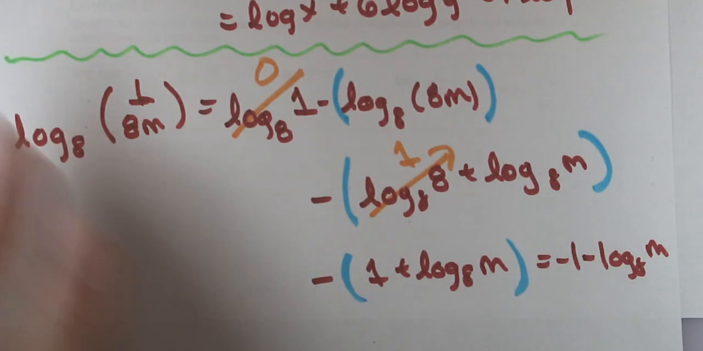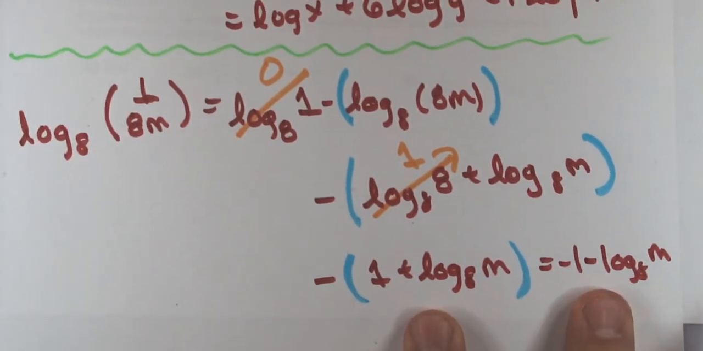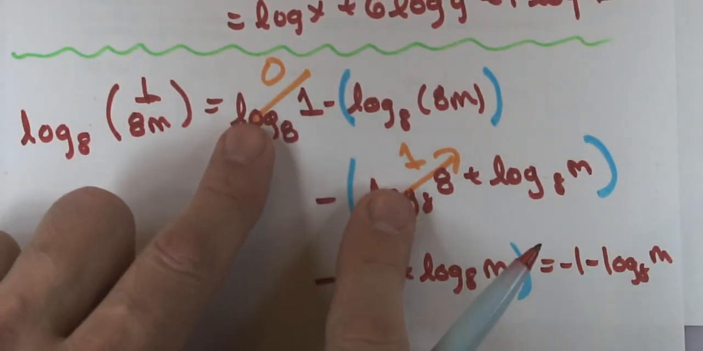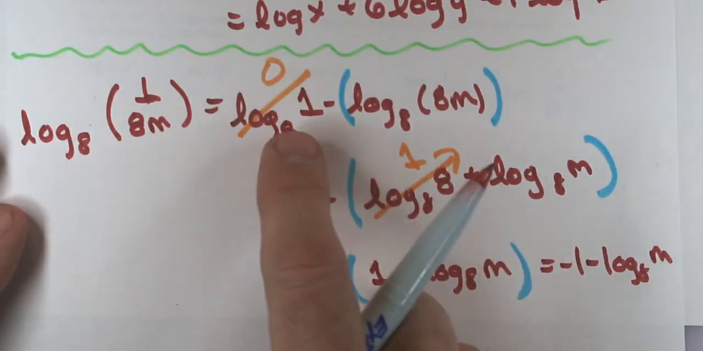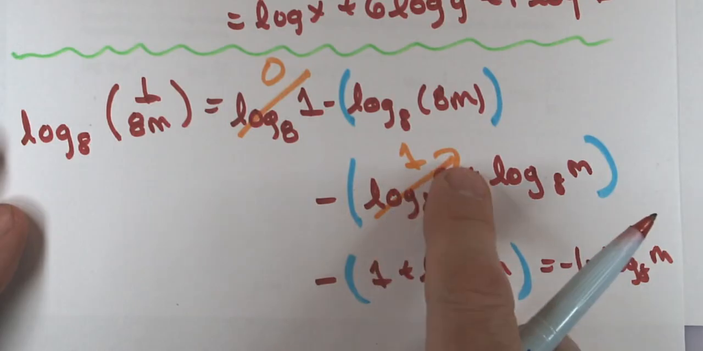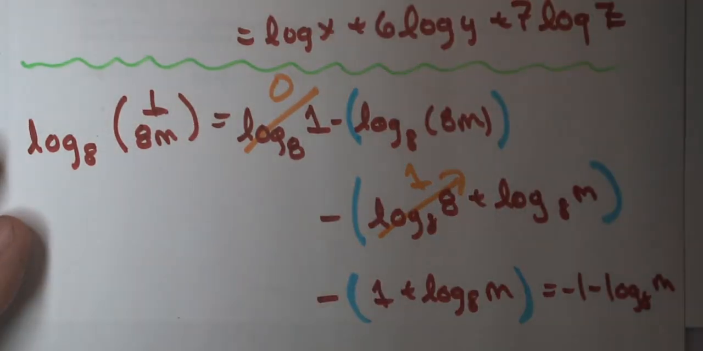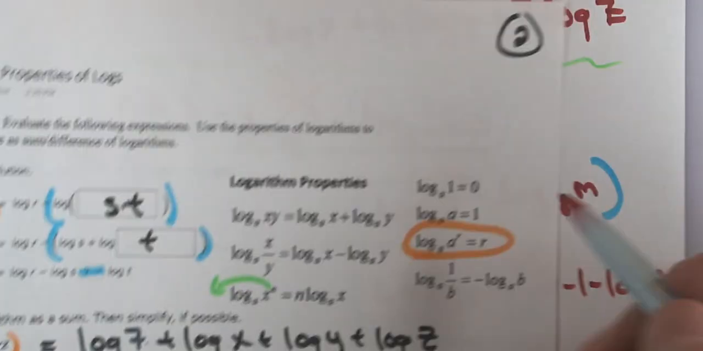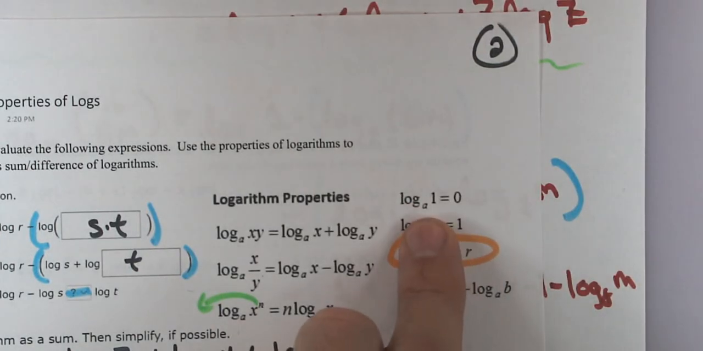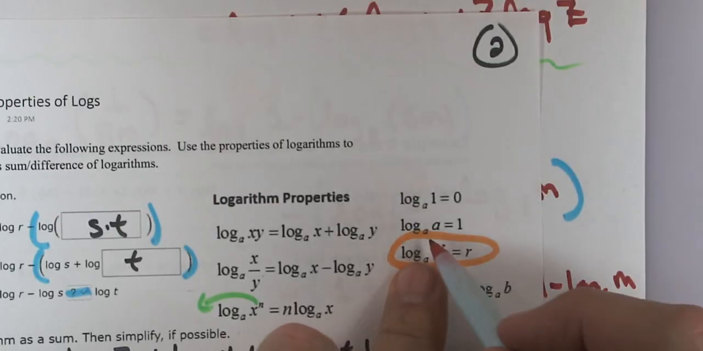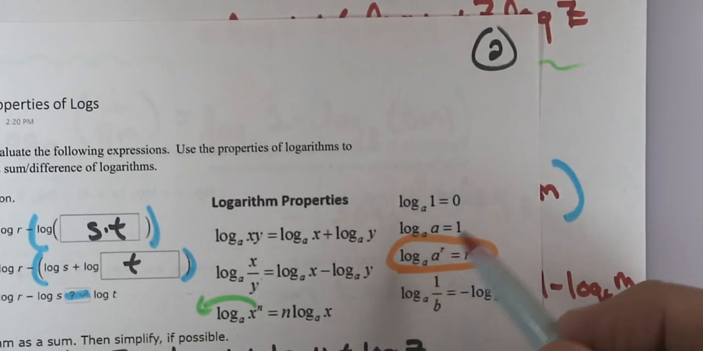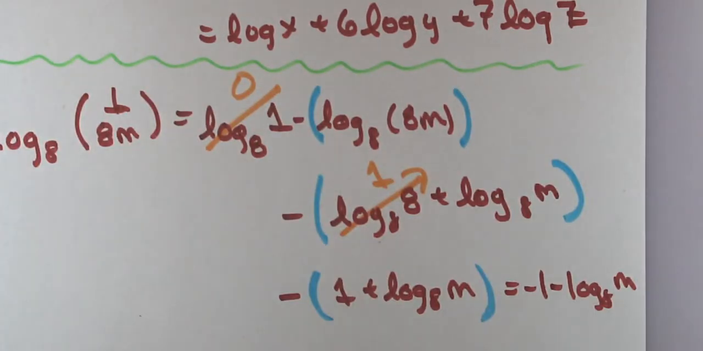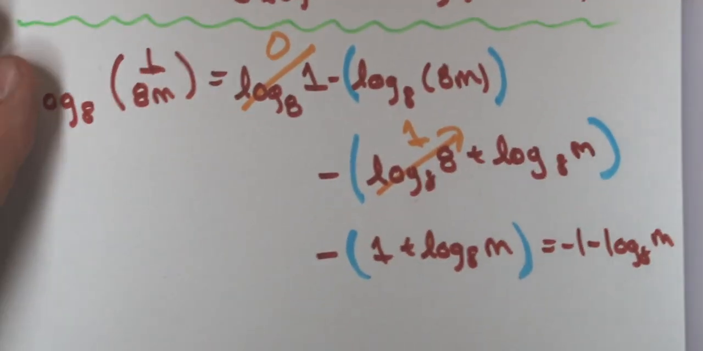I don't care which one you do down here, but you are going to have to use both of these things here. Log base 8 of 1 is 0, log base 8 of 8 is 1. Both of those are special little properties. Whenever you take the log of whatever base of 1, you're going to get 0. Whenever the base matches the argument, you're just going to get 1. So both of those are special properties, side cases from the main properties.